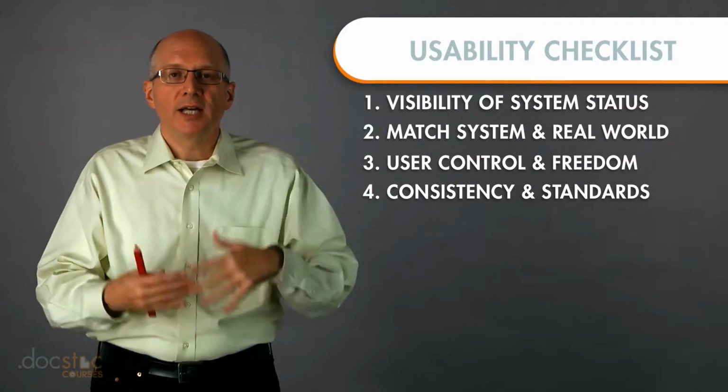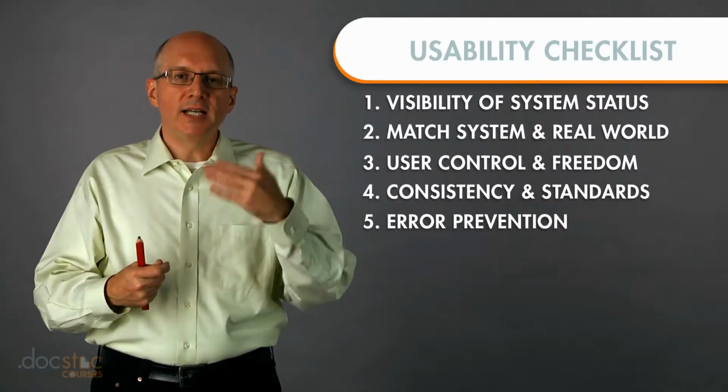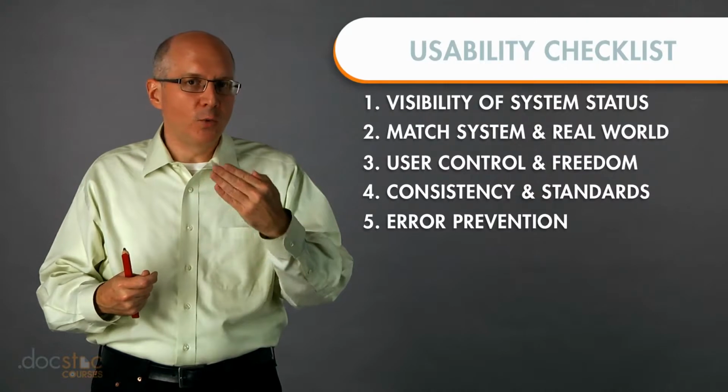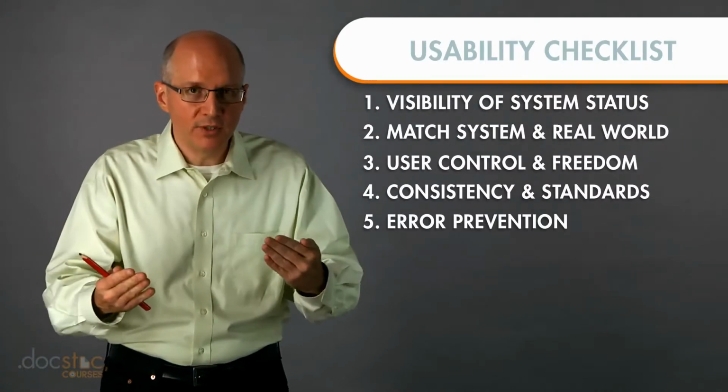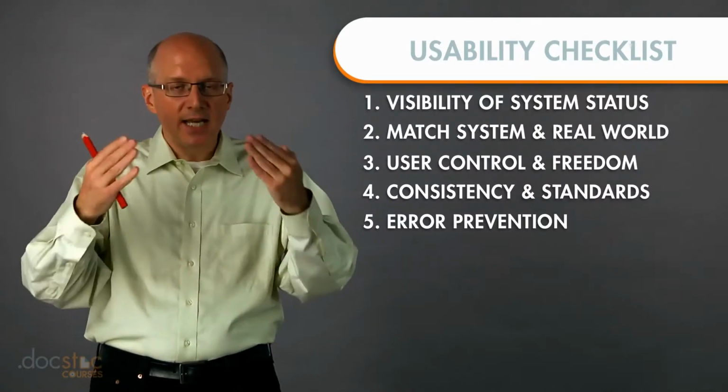Number 5, error prevention. Design it so that you anticipate where users might make a mistake and try to design help, design a process where they don't make that mistake. Anticipate where they might get tripped up and try to make it where that doesn't happen.